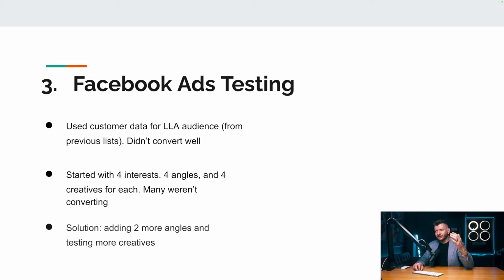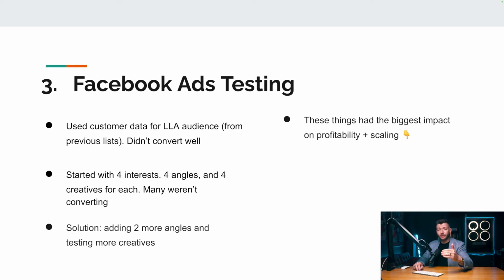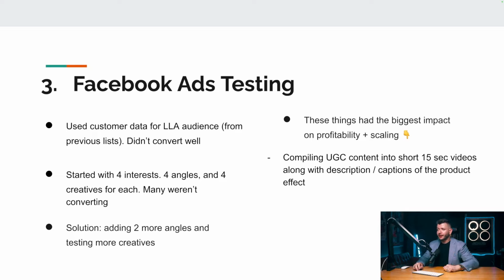So for us, the solution was adding 2 more angles and testing more creative. And those things had the biggest impact on profitability and scaling. We literally started to pick up. We started to get some momentum and we started compiling UGC content into short 15-second videos along with descriptions, captions, testing different scroll stoppers.